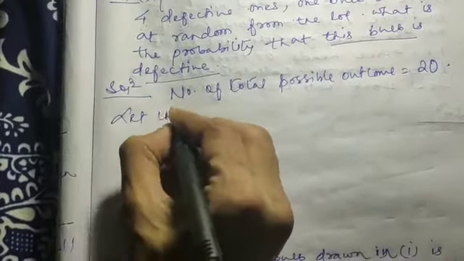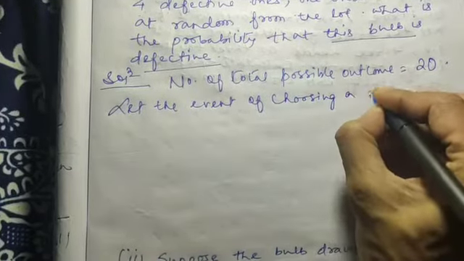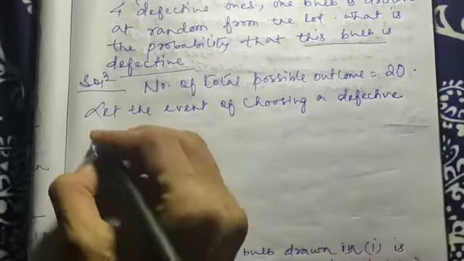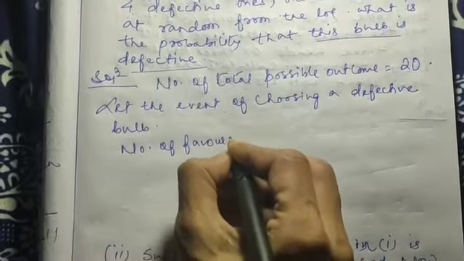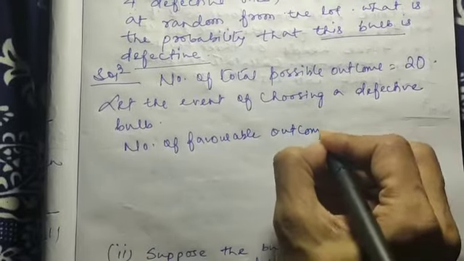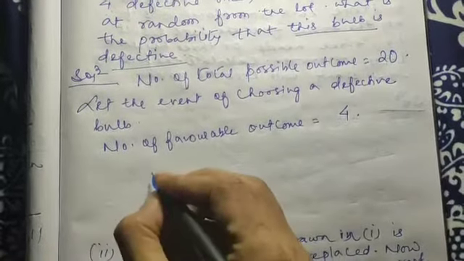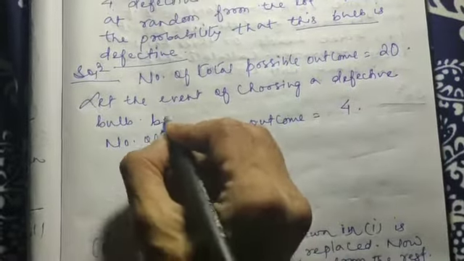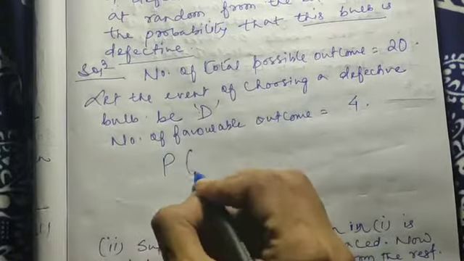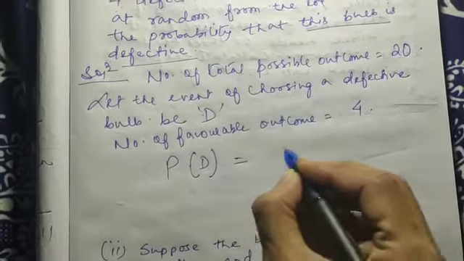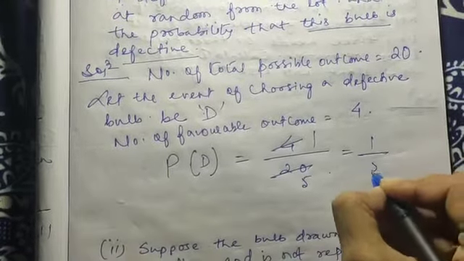So let the event of choosing a defective bulb be... We have not given the event name, so let us give it as D. Number of favorable outcomes is equal to defective. How many are there? 4 defective bulbs are there, so favorable outcomes will be 4. So the probability of choosing a defective bulb, P(D), is equal to favorable outcomes 4 over total outcomes 20. 4 ones are 4, 4 fives are 20. 1 by 5 is the answer.